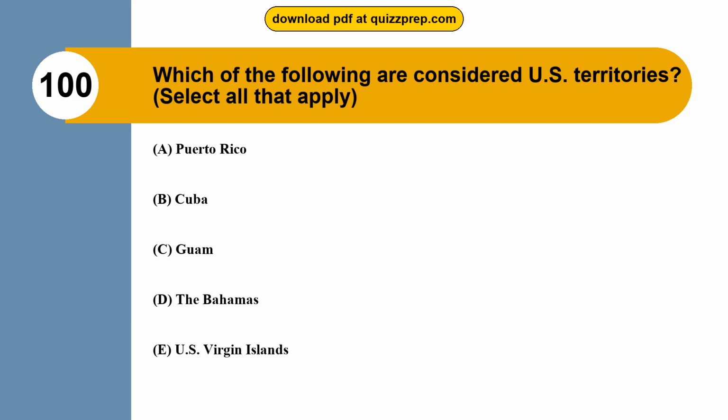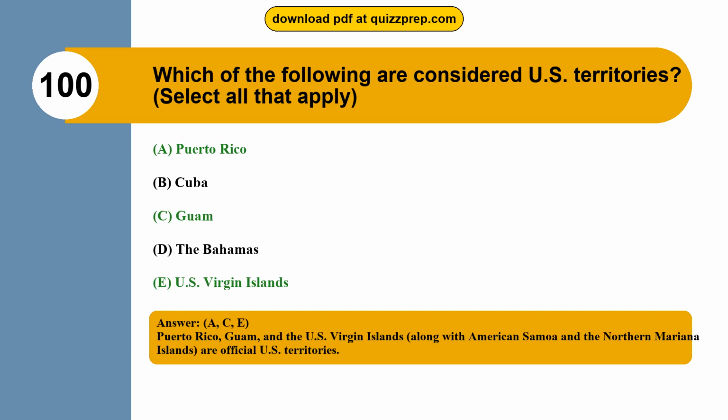Question 100. Which of the following are considered U.S. territories? Option A, Puerto Rico. Option B, Cuba. Option C, Guam. Option D, the Bahamas. Option E, U.S. Virgin Islands. The correct answers are options A, C, and E: Puerto Rico, Guam, U.S. Virgin Islands. Puerto Rico, Guam, and the U.S. Virgin Islands, along with American Samoa and the Northern Mariana Islands, are official U.S. territories.